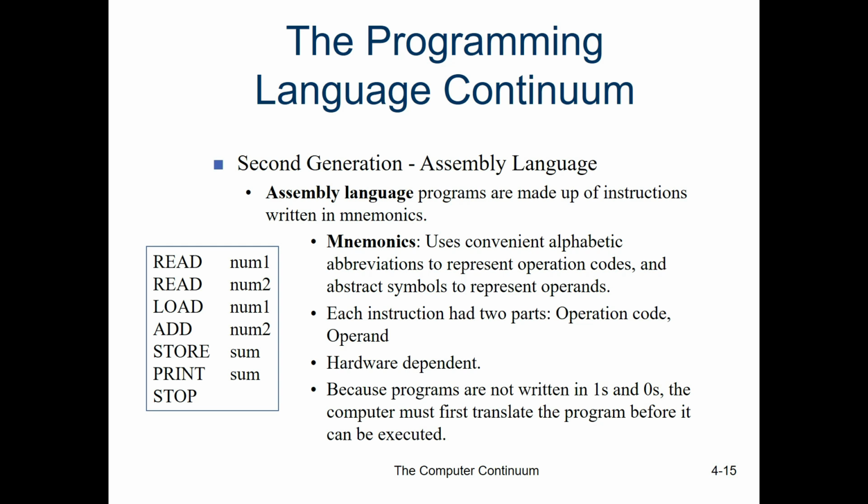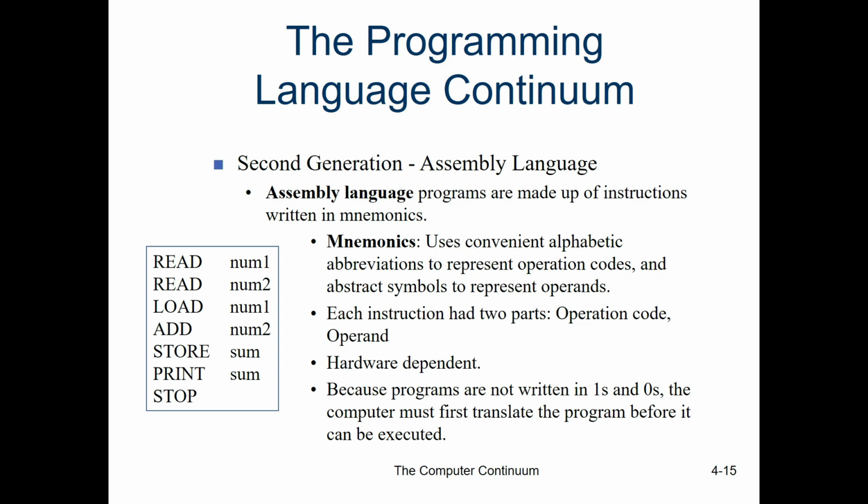Let's say you want to read something. Instead of writing it in binary format, we represent the opcode by READ. On the backend, we are just mapping the READ to a binary number which actually reads some number. That's how it works. We do the same for LOAD, ADD, STORE, PRINT, STOP, and so on.